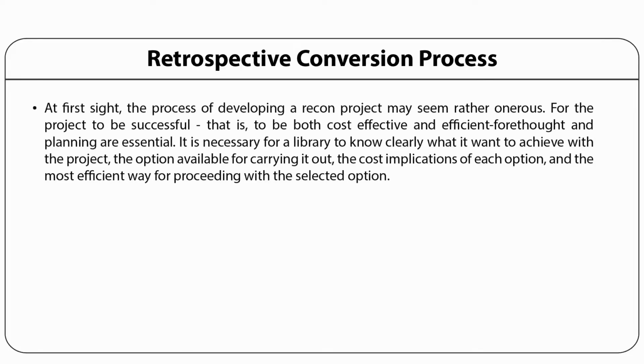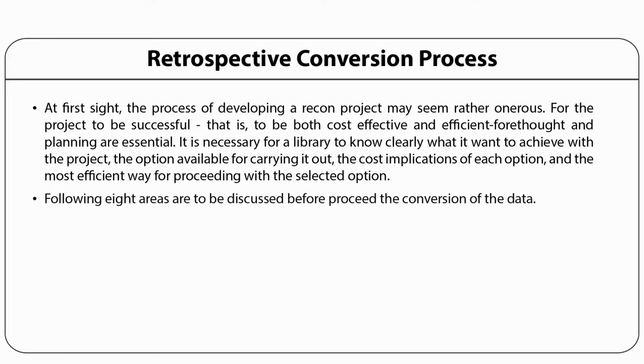Retrospective conversion process. At first sight, the process of developing a retrospective conversion project may seem rather onerous. For the project to be successful, that is, to be both cost-effective and efficient, forethought and planning are essential. It is necessary for a library to know clearly what it wants to achieve with the project, the options available for carrying it out, the cost implications of each option, and the most efficient way of proceeding with the selected option. The following 8 areas are to be discussed before proceeding toward the conversion of the data.